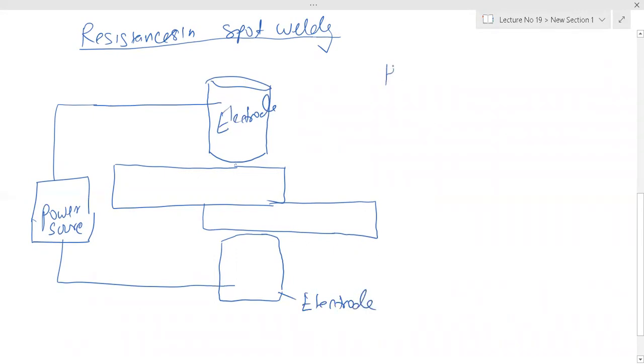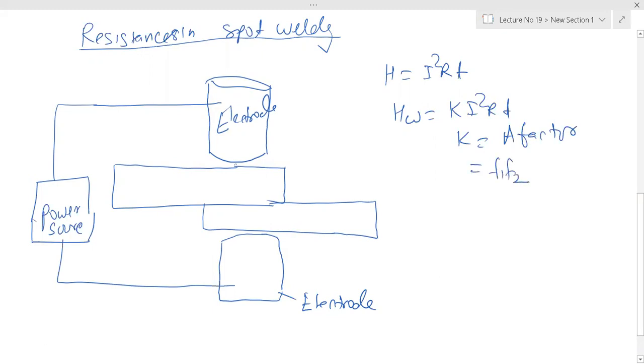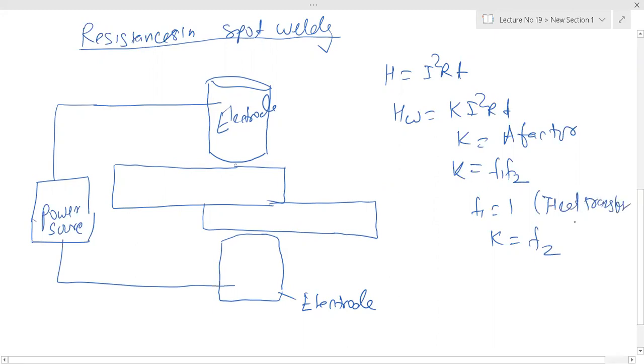We have already discussed that heat is I squared R T, and HW is equal to K I squared R T, where K is a factor. That K is in fact F1 F2. And I said F1 is equal to 1, so generally K is equal to F2, that is the heat transfer efficiency, because heat is generated within the material. There is no outside heat; heat is not coming from outside.